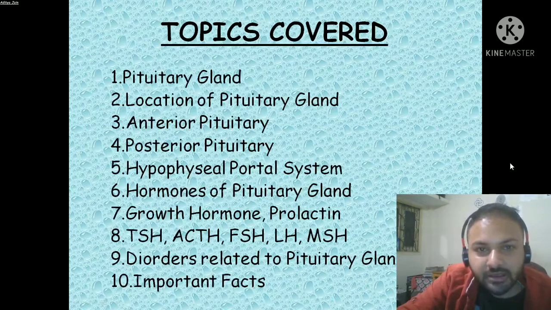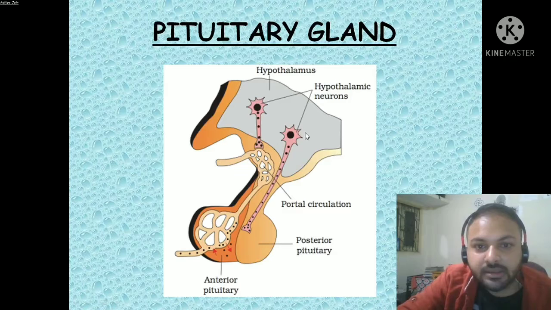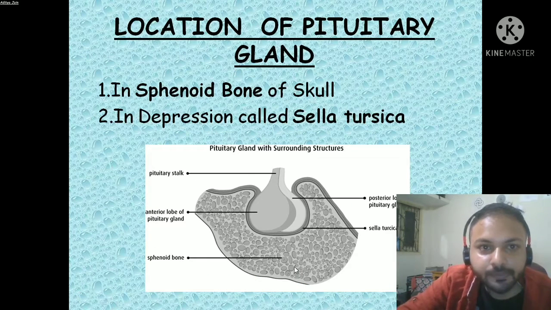So these are the topics covered in the pituitary gland video. So let's start. This is the NCERT diagram of the pituitary gland. This blue part is the hypothalamus. It has two star-like structures. These are hypothalamic neurons. This is the portal circulation, which is the hypophyseal portal circulation. This is the anterior pituitary, which is about 75%, and this is the posterior pituitary, which is about 25%.